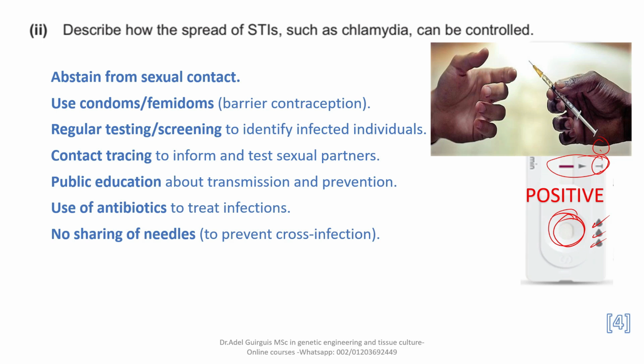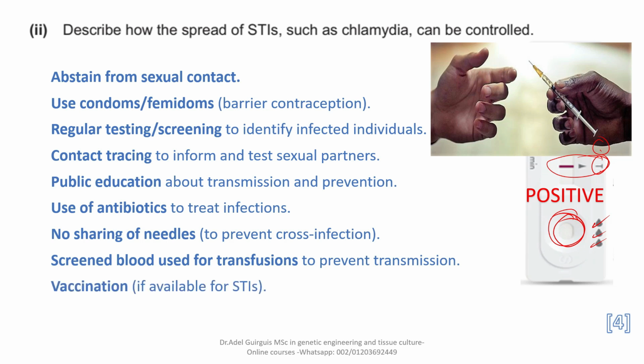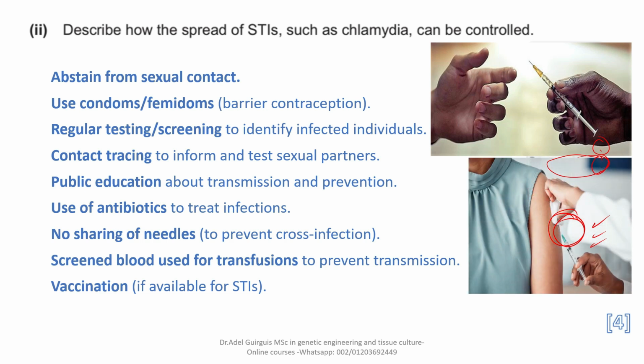Sharing needles is one of the reasons these viral or bacterial infections are transmitted. Screen the blood used for transfusion during blood donation, to prevent transmission from an infected person to another healthy person. Look, vaccination, if available for sexually transmitted infections. Vaccination is a method of controlling the spread of some bacterial and viral diseases.